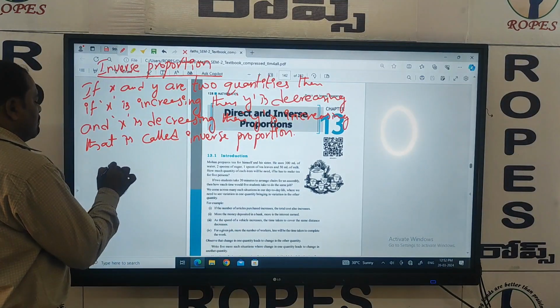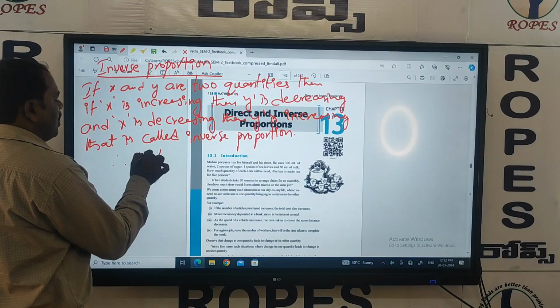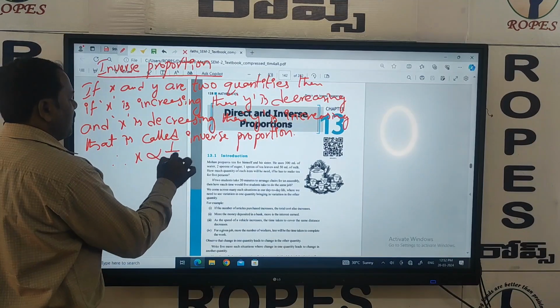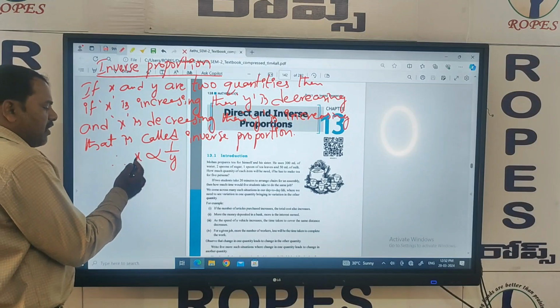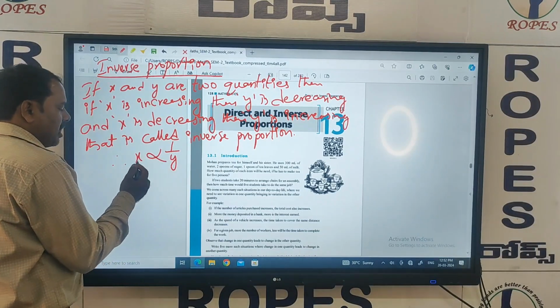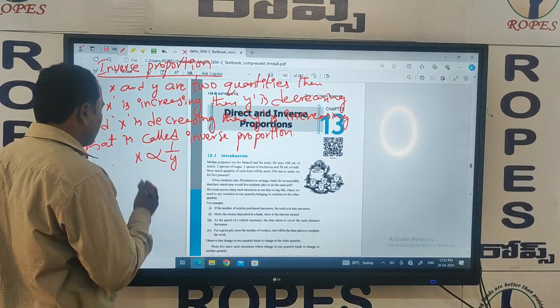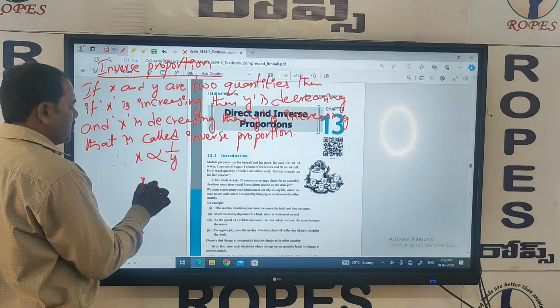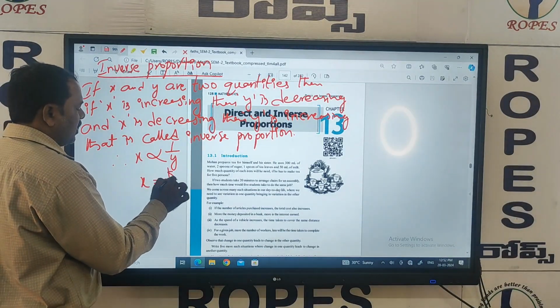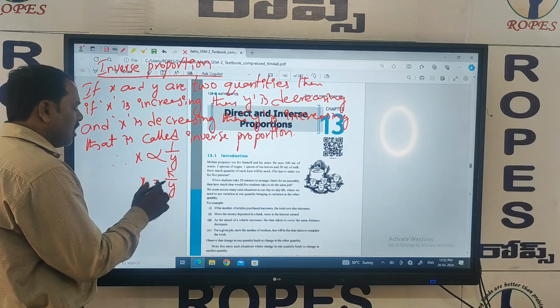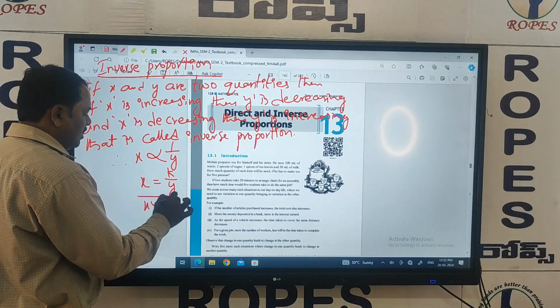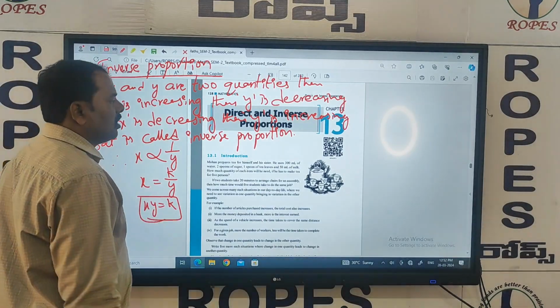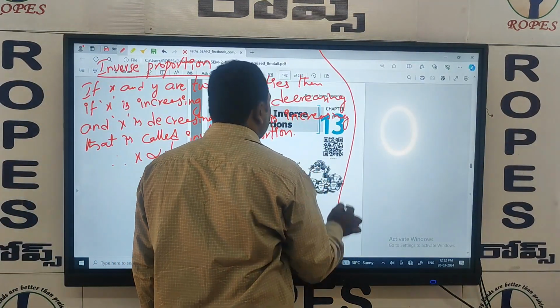Therefore x is inversely proportional to 1 by y. That means if x is increasing, y is decreasing. If x is decreasing, then y is increasing. If you remove the inversely proportional sign, then we write k by y, where k is any constant. So x y is equal to k. This is inverse proportion.